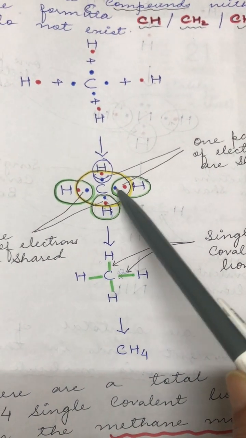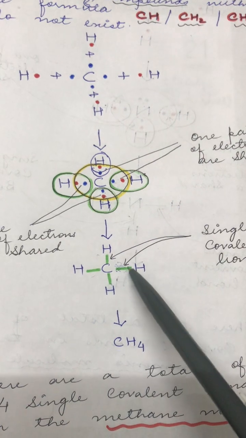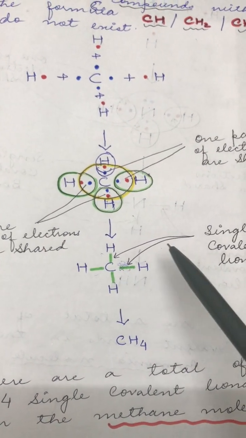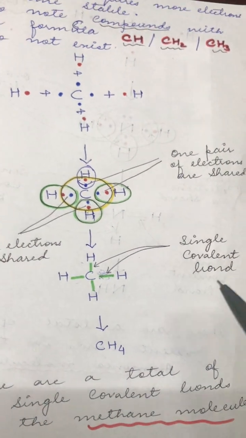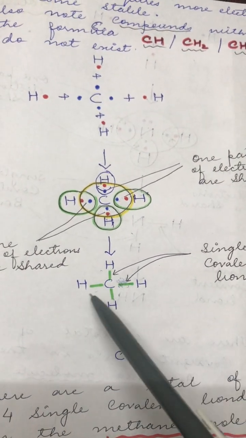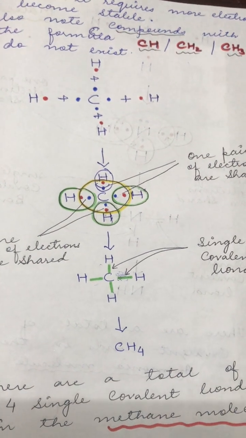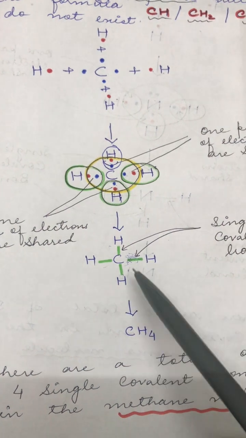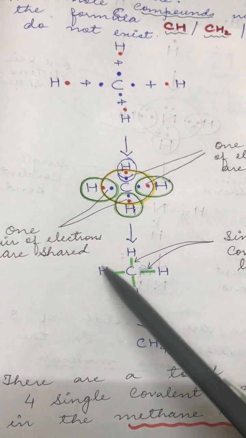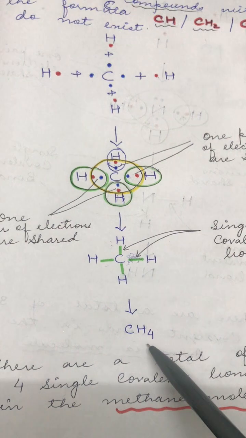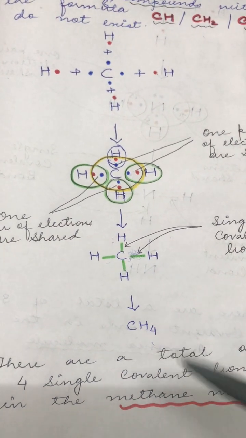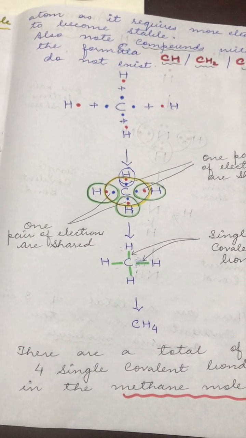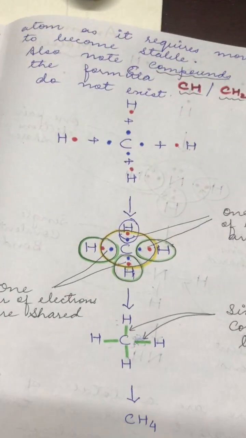This is just a pair of electrons being shared, and this is the bond, and this single line itself represents that 1 pair of electrons has been shared. So it's very clear that there are 4 single covalent bonds formed between carbon and hydrogen. And since there was only 1 carbon atom involved in this bond formation and there were 4 hydrogen atoms involved, that is how we get the formula of methane as CH4. So therefore, in total there are 4 single covalent bonds in the formula of methane.